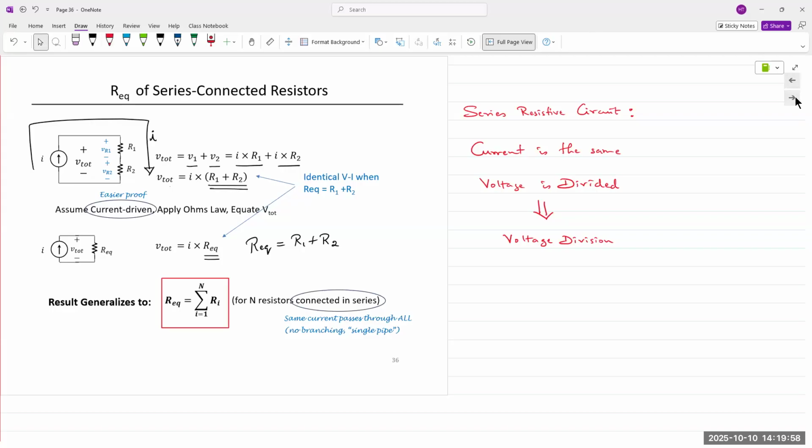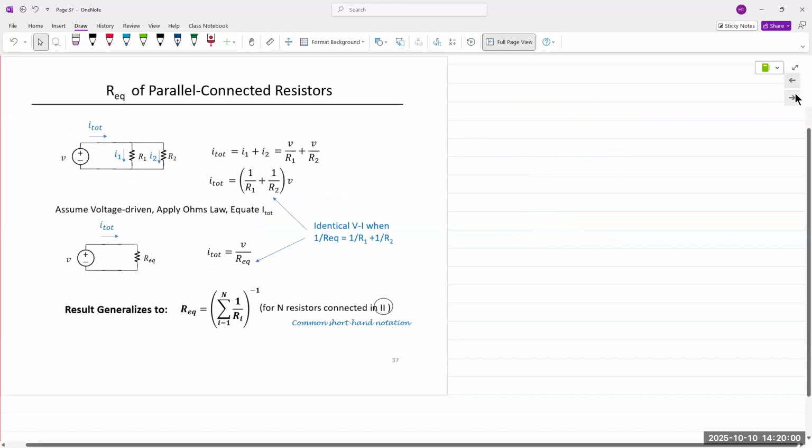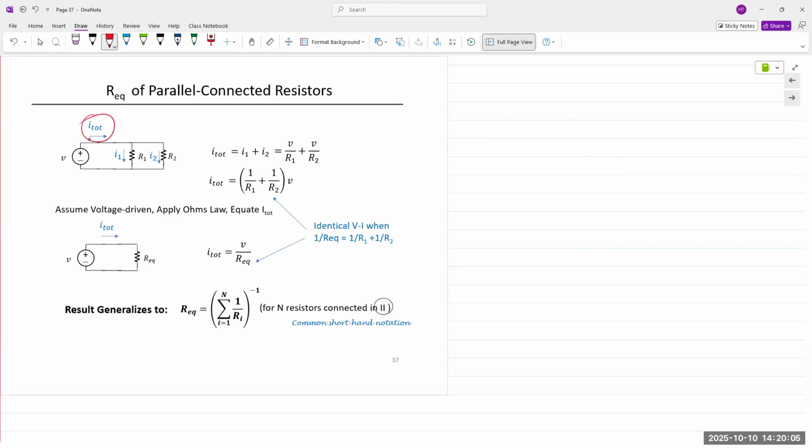All right. Let's look at parallel. Parallel is the same. Now we have a voltage source. We're applying a total current. Current splits into I1 and I2. Total current can be derived as a sum of I1 plus I2. Apply Ohm's law, we get V over R1, V over R2. It's a parallel network. So in the parallel network, voltage remains the same, doesn't get divided, because it's the same two nodes.